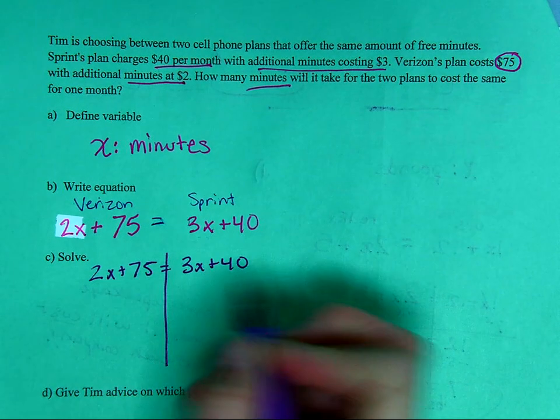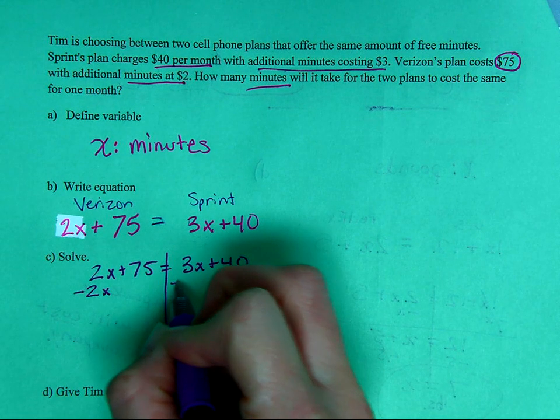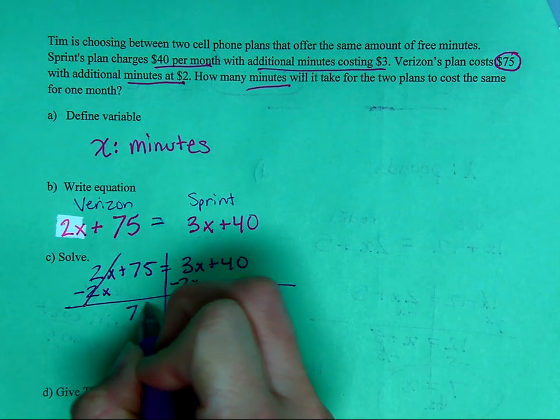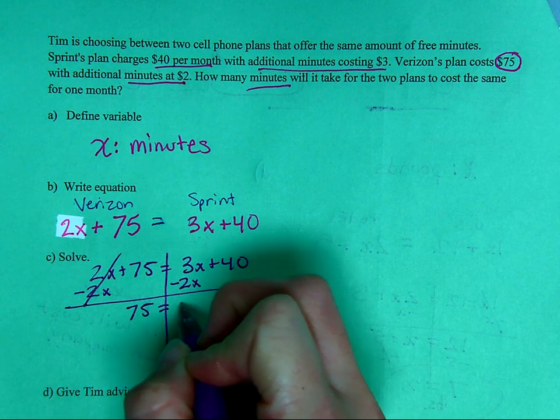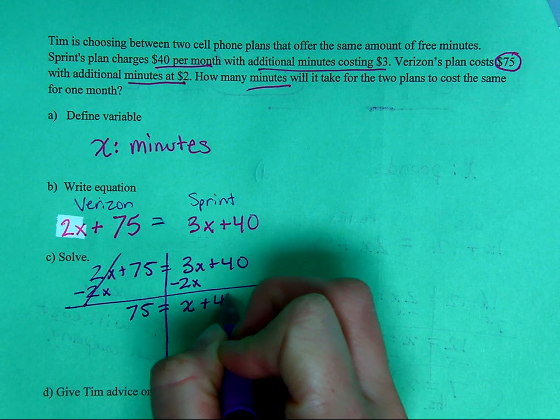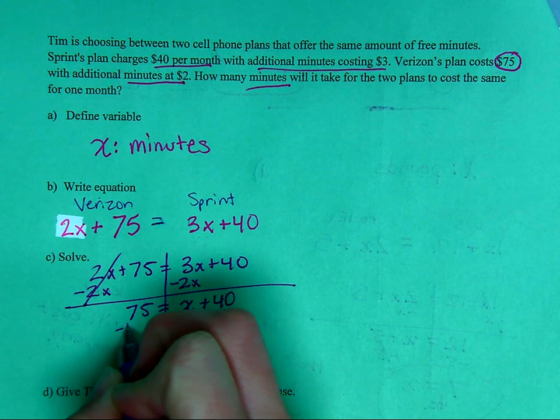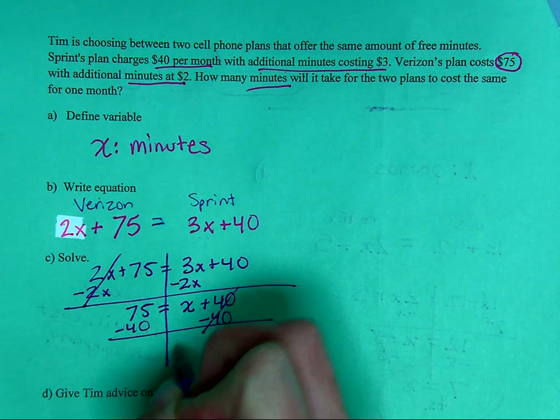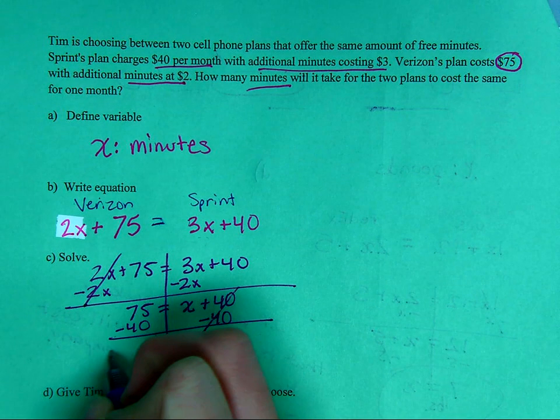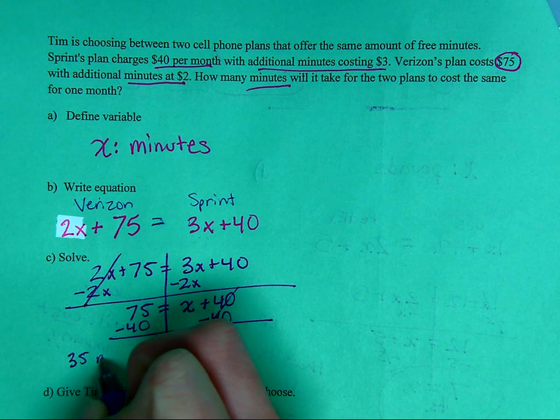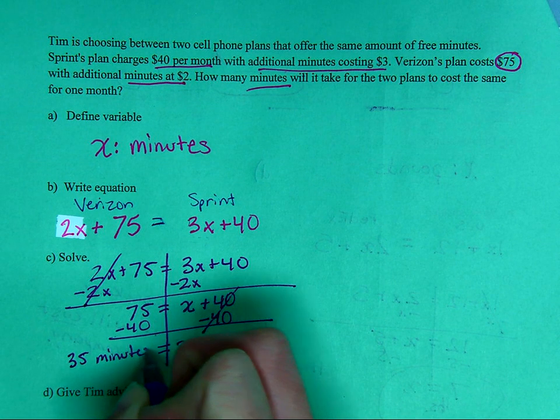So I'm going to subtract 2x first. Again, that does not have to be your first step. Okay, there's many ways to solve these problems. So I get x plus 40. To get x alone, I'm going to cancel my 40 now. And I get 35, and I'm going to make room because this is 35 minutes is my answer there.